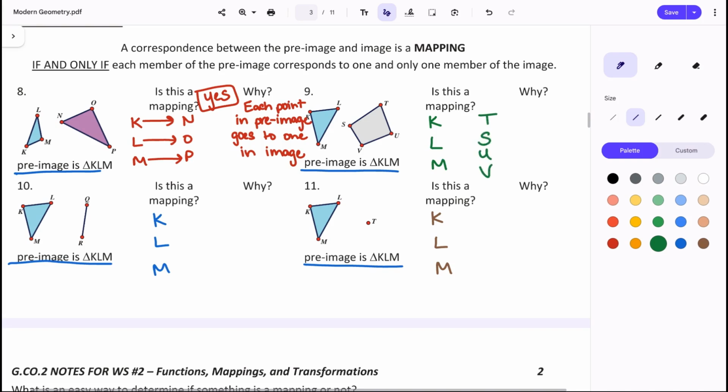Okay, so let's try to draw our arrows. K could go to T. L could go to S. M could go to U. I need something to go to V, and what's going to happen? Yeah, there's going to be more than one arrow that comes off of one of the points. Does it matter what point I do it to? No. But the issue here is that one of these points is going to have to get split. So let's just do M because it's closest. This is not a mapping.